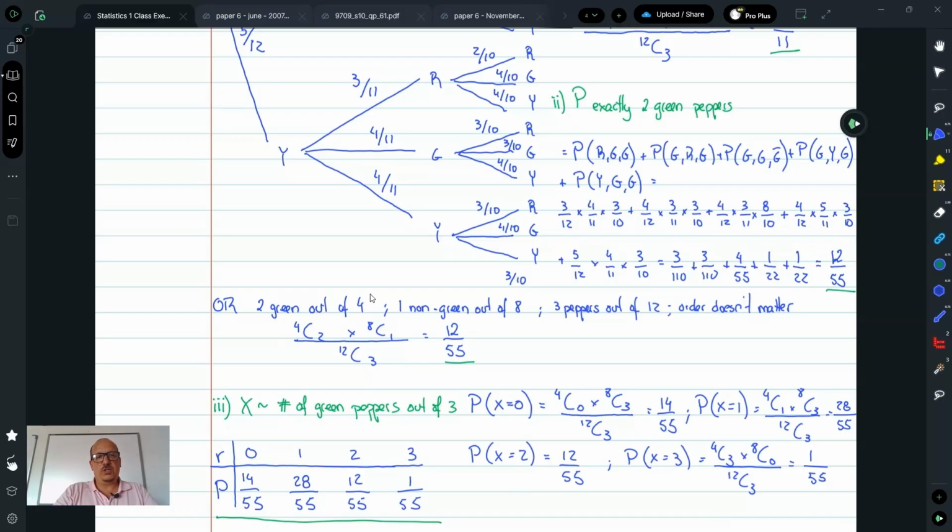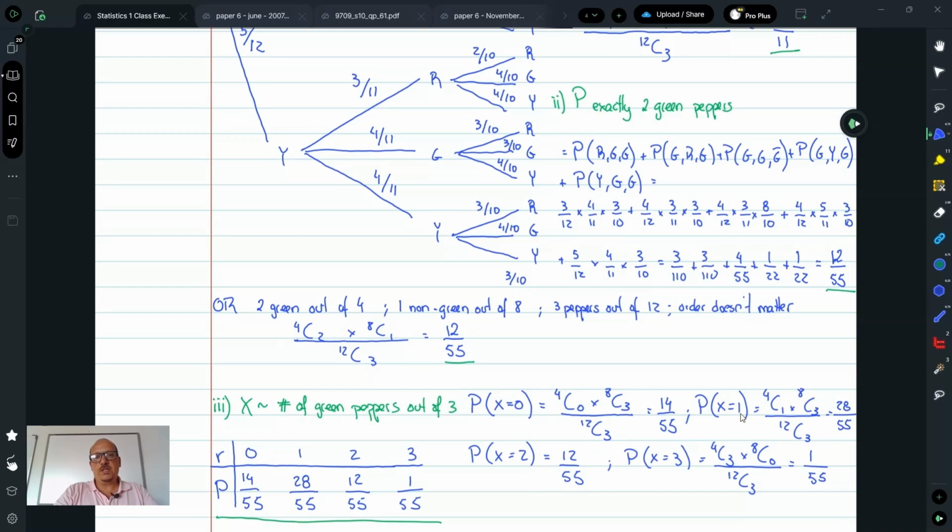Now that we know this formula, we are just going to adapt it. If you have no green peppers, so that's 0 out of 4, which means that you have 3 out of 8 that are not green. Over, the denominator is always the same, 3 peppers out of 12. Okay, so here you have the probability when r is 0.